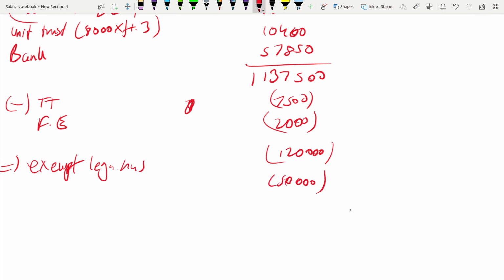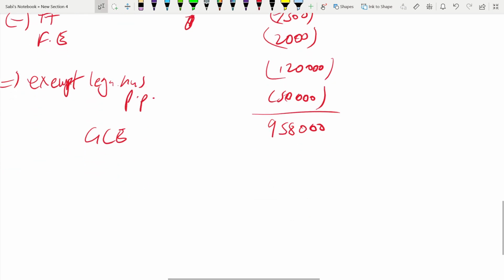Husband, political party. Total is 958,000. Gross chargeable estate. Now from here, 958,000, we'll deduct the residence nil rate band because it has been left to the son.